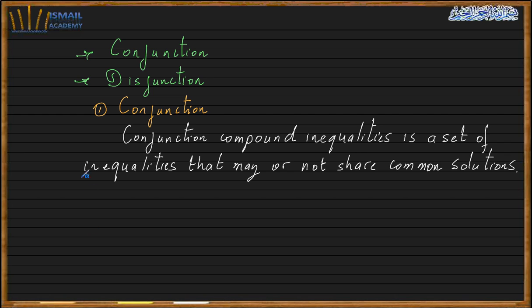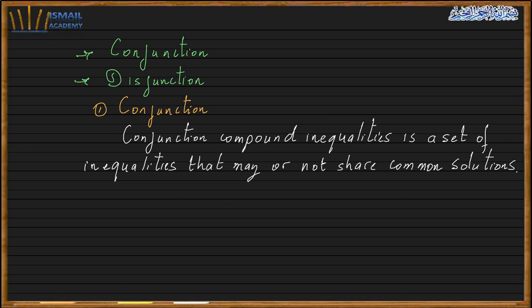So some books use these descriptions. So conjunction compound inequalities are inequalities separated by the word and, because most of them are separated by the word and. But this is not a good description because there are some examples which don't have and, so we need to separate them to make them look like the one which is described as inequalities separated by the word and.